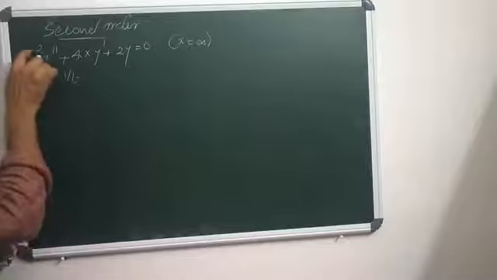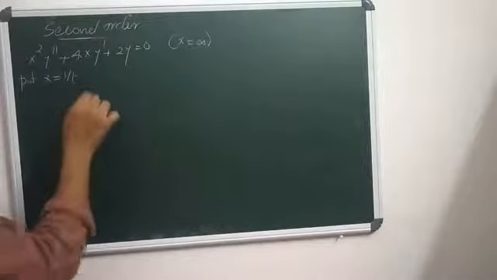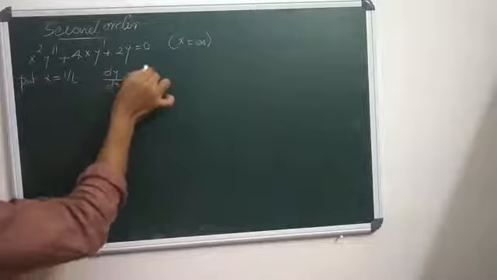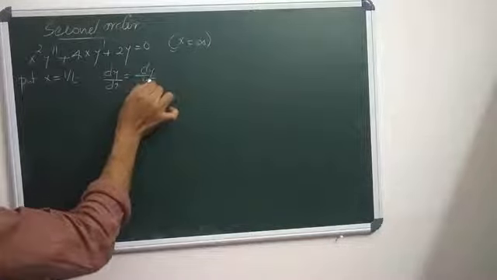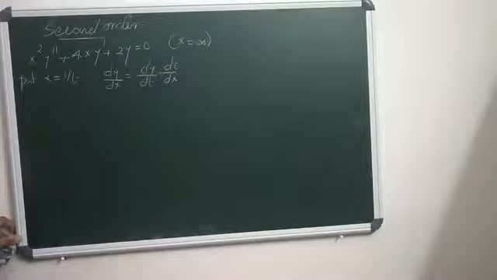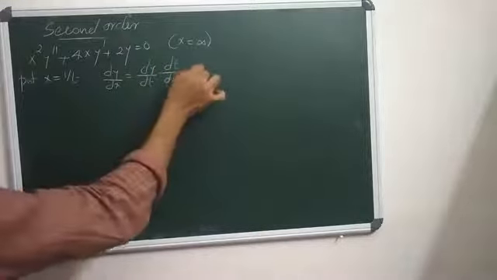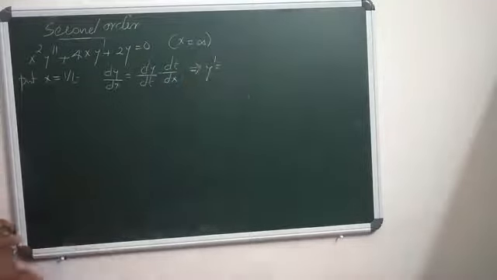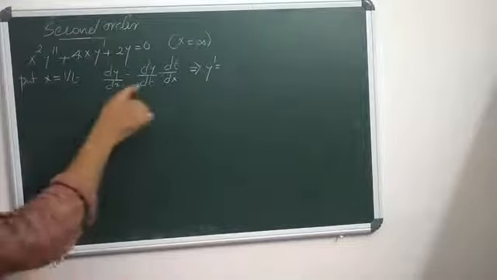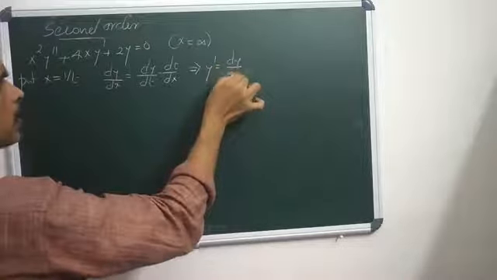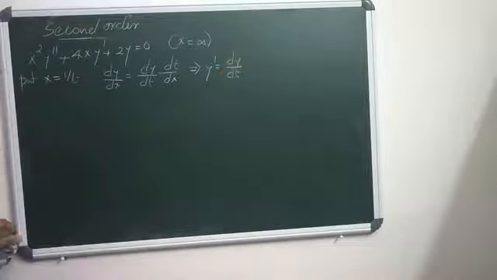x equals 1 by t, so what is x square? 1 by t square. So what is dy by dx? Then dy by dx equals, by the chain rule, dy by dt into dt by dx. That means dy by dx means y dash. y dash equals dy by dt into dt by dx.